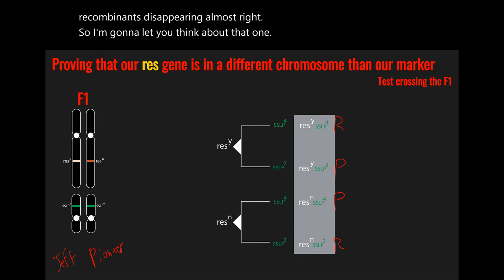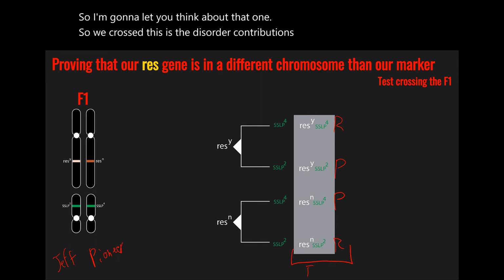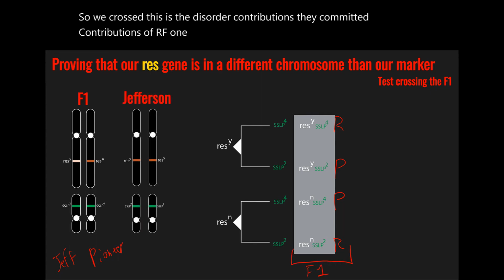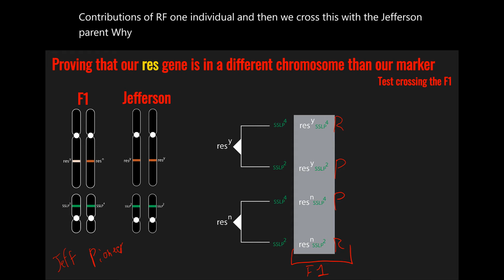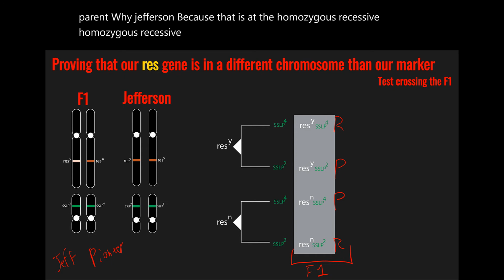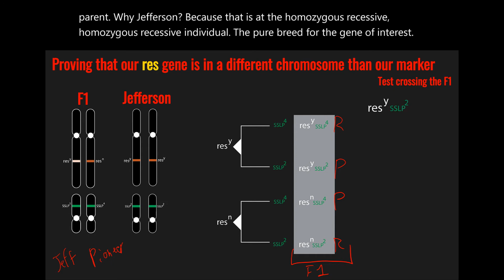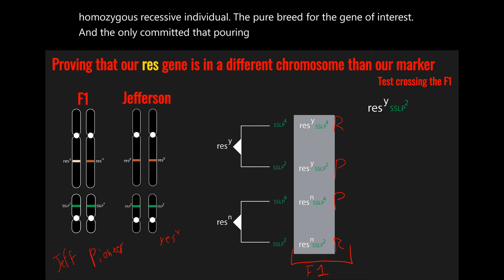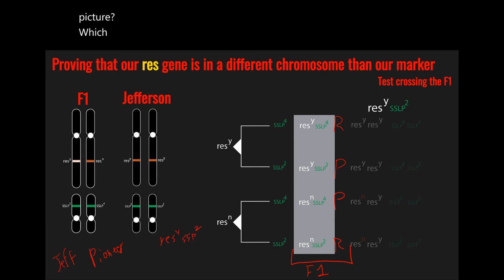Anyways, so we cross this. These are the gametic contributions of our F1 individual, and then we cross this with the Jefferson parent. Why Jefferson? Because that is the homozygote recessive individual, the purebred for the gene of interest. And the only gamete that parent can produce is Res-Y and SSLP2, which is represented here. And then we just fill up our Punnett square.